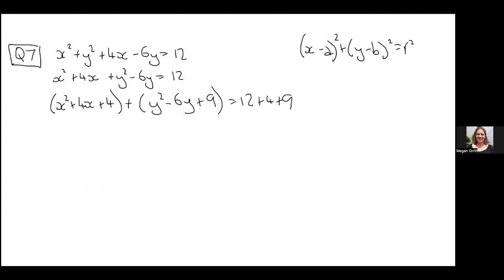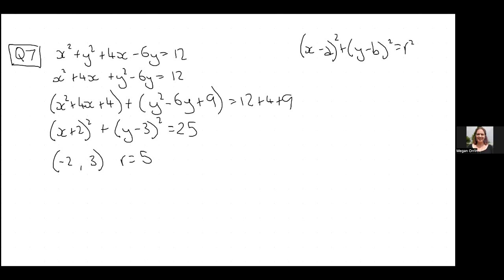All right, if this was a perfect square, this would be (x + 2)². If this was a perfect square, it would be (y - 3)². And then over this side, if we put it all together, we get 25. So now it looks like a circle. Now we know that our circle center is (-2, 3), and our radius is 5.